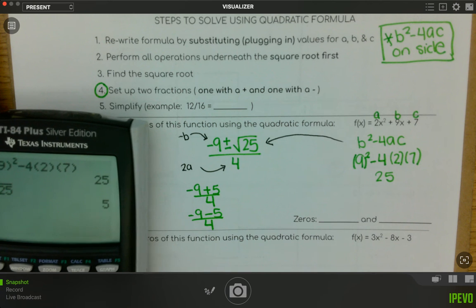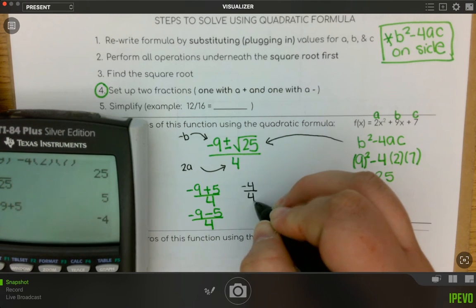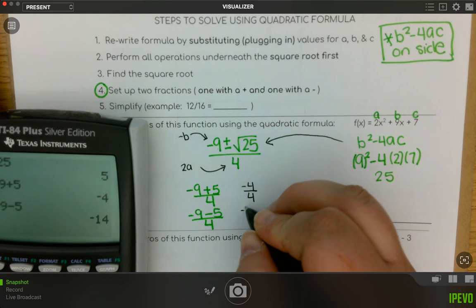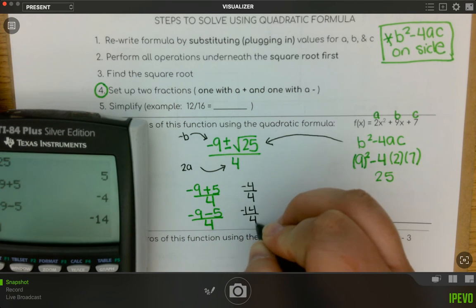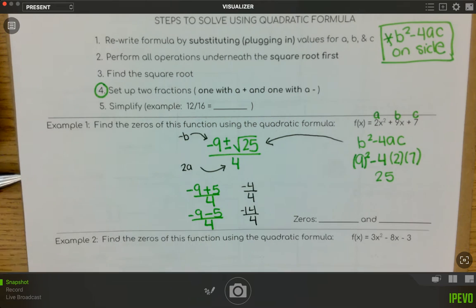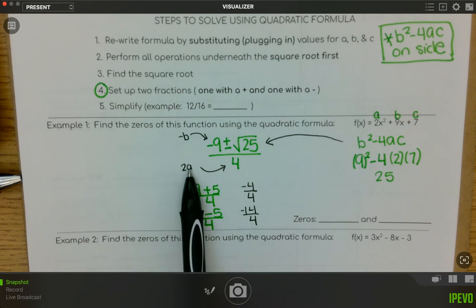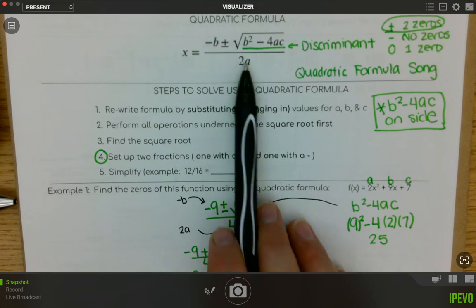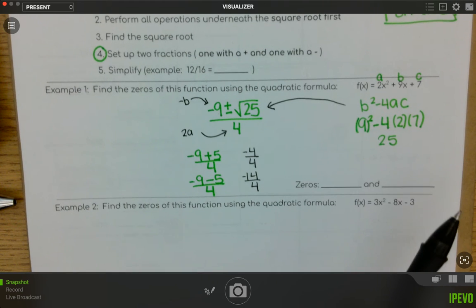Now, negative 9 plus 5 is negative 4. And negative 9 minus 5 is negative 14. Don't forget the over 4. This is the spot where some people have forgotten. We got this 4 from doing the 2a. That was part of the formula up here. Okay. Really, it's all just following the formula.